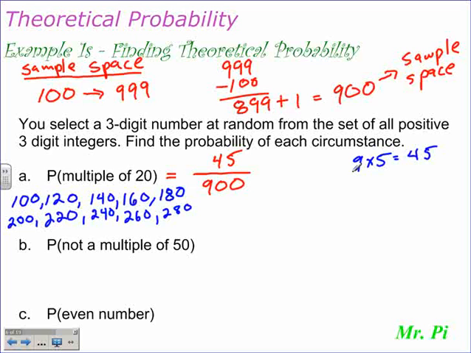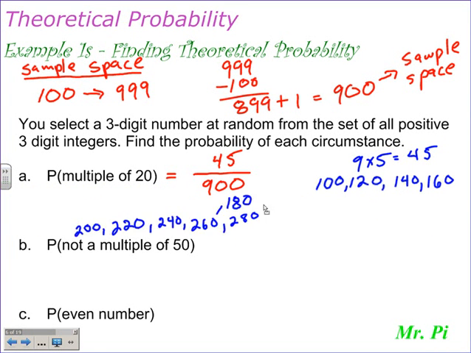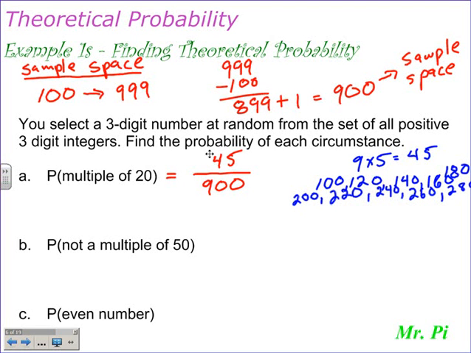As we saw in the previous example, we are certainly going to need to reduce our fraction here. And 45 over 900 can reduce by a factor of 45. 45 divided by 45 and 900 divided by 45 gives us our reduced solution here, which is 1 over 20, or about 5%. So the probability that we're going to select a multiple of 20 is 1 over 20.